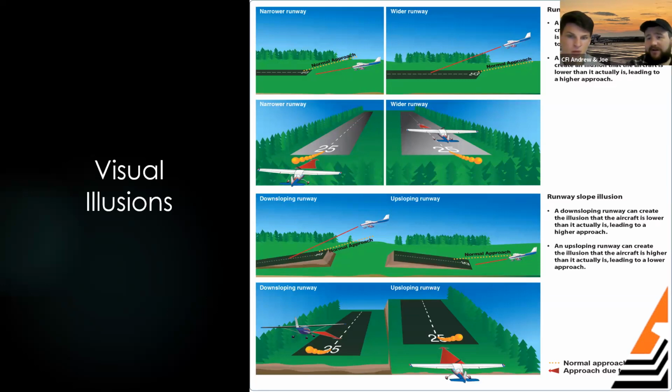Downsloping runways are going to make you feel lower than you actually are, and an upsloping runway is going to create the illusion that the aircraft is higher than it actually is. So you want to consult the chart supplement before going to a new airport and be aware of how the runway slopes or how wide it is, and be mindful of the illusion before it happens. Be aware of it. And if you have visual lights available, use them. You have your PAPI lights.